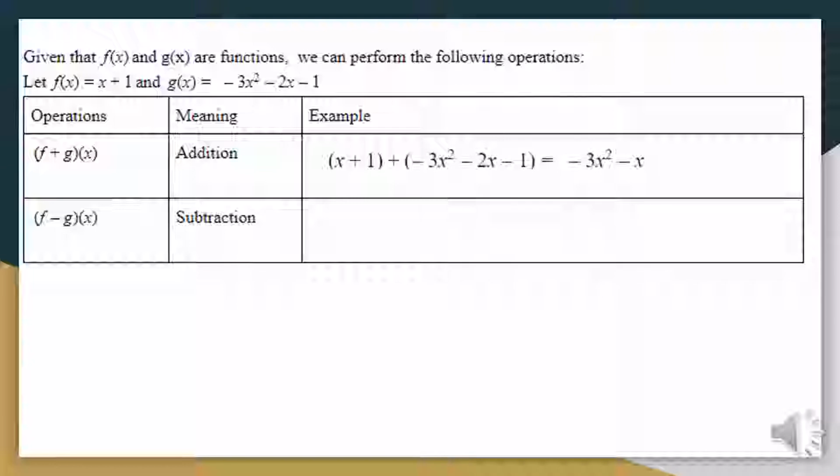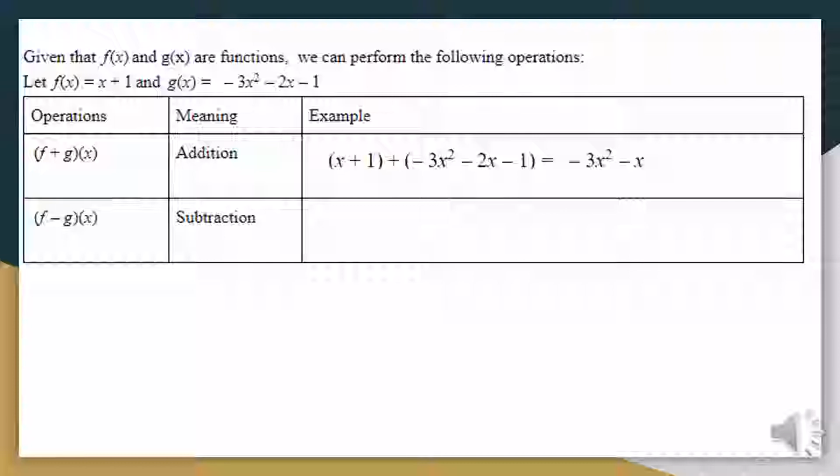So for addition, I'm going to write x plus 1, and I'm going to add that to g of x, which is negative 3x squared minus 2x minus 1. So we need to identify our like terms, our stuff that looks the same. And in this case, the x and the minus 2x are like terms, and the positive 1 and the negative 1 are like terms. There's no pair for the negative 3x squared. So in essence, the negative 3x squared is paired with a 0, an invisible 0. So we have 0 plus negative 3x squared. That keeps it at negative 3x squared.